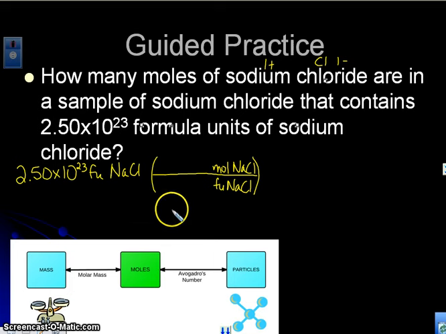And our Avogadro's number from our reference packet tells us that there are 6.022 times 10 to the 23rd particles or formula units in 1 mole of any substance. Now, once we put that into our calculator, we should get 0.415 moles of NaCl.